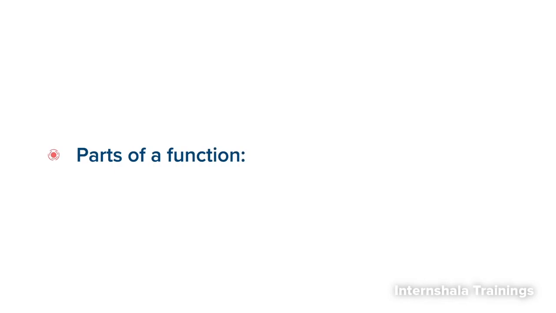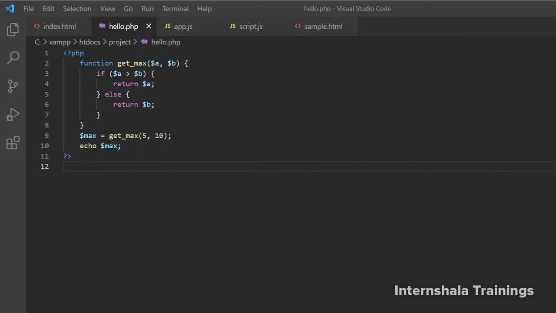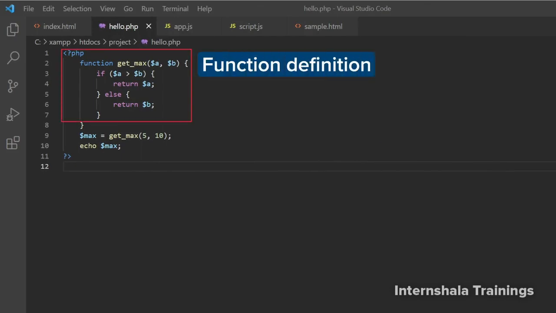Now, let us look at another important aspect of functions, that is, how they are executed. And for the same, we first need to understand the parts of function. Let us take the same code example with a slight modification. This is the first part called as function definition. In function definition, we define the function name, function arguments, and a block of code which defines the specific purpose.